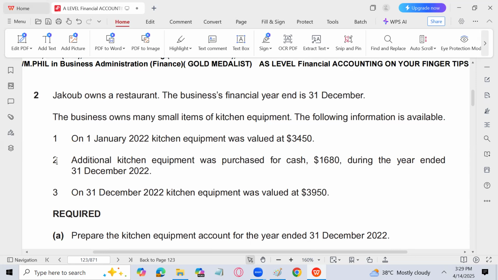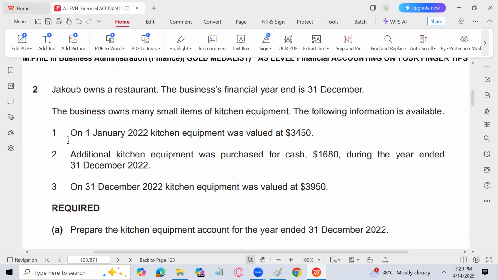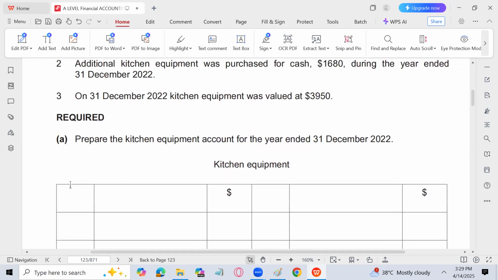On 1st January, kitchen equipment was valued at 3450. Additional kitchen equipment was purchased for cash, 1680, during the year. And on 31st December, kitchen equipment was valued at 3950. So basically, it's a small asset. Small assets are basically depreciated through the revaluation method, like loose tools and other assets.